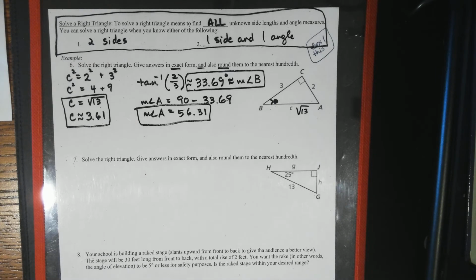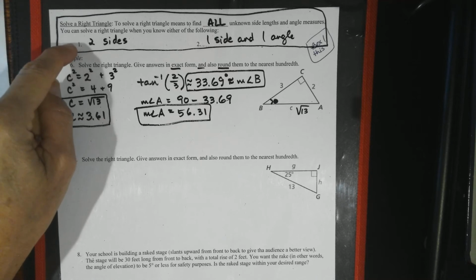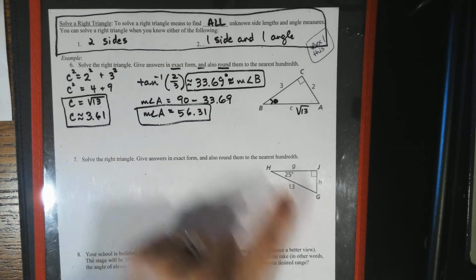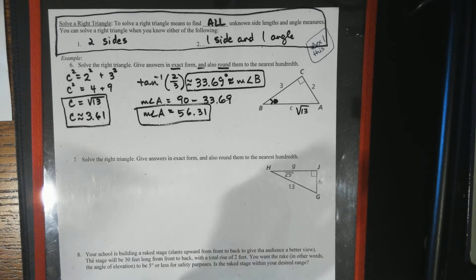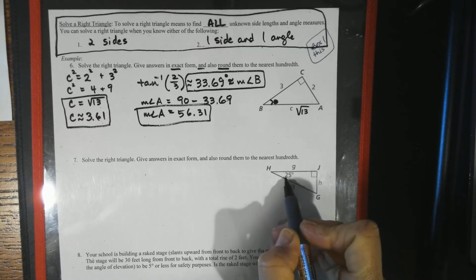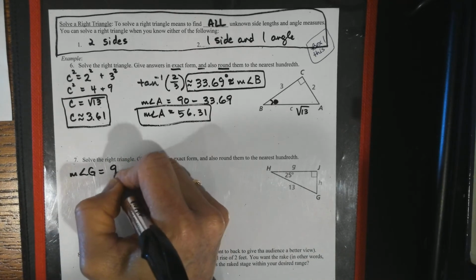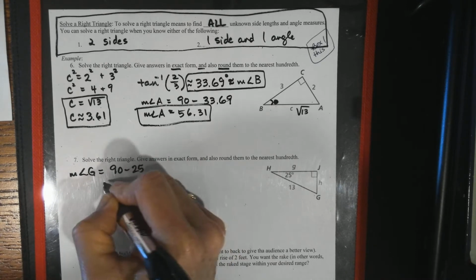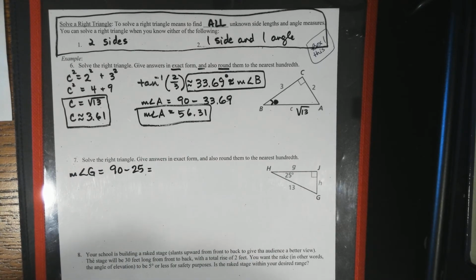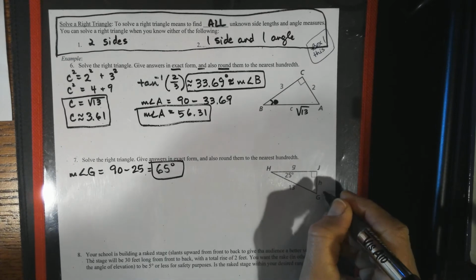All right, now, same idea here, but I have an angle and a side. Just like I said, you can either do two sides, like this. That's the first example. And here's our second example. I'm given one side and one angle. You can find angle G because this is 90 and this is 25. So the measure of angle G is 90 minus 25, which is 65. Okay, so this is 65 degrees right here.